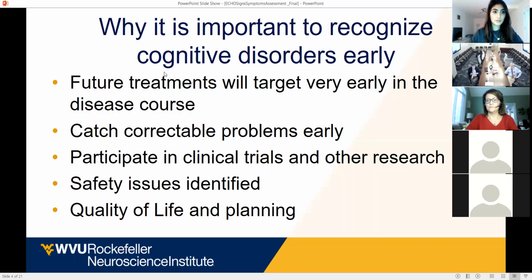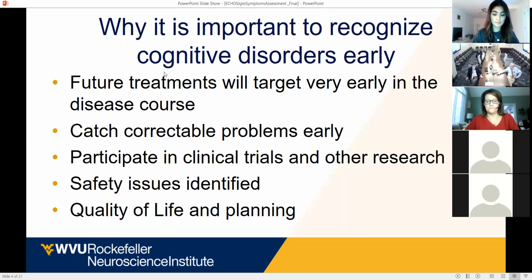Some of the other issues are a little more practical for identifying cognitive disorders early. These are safety issues, because with cognitive disorders, there are risks to safety for the patient and their family. For example, cooking, not being able to remember if you left the stove on, you can create a problem that way. That's a safety issue. Driving is another big one. You want to catch these things early and be able to talk proactively about it so that you prevent problems and you prevent risk for people.